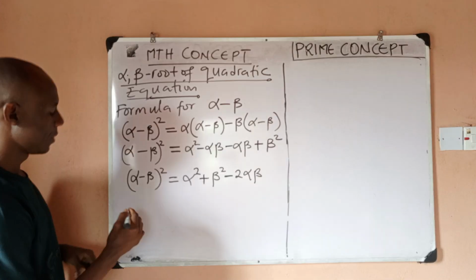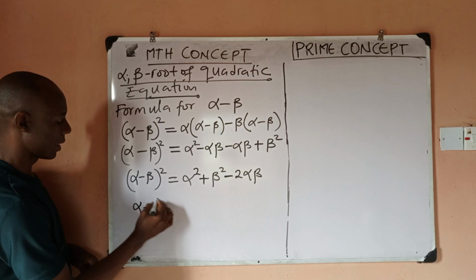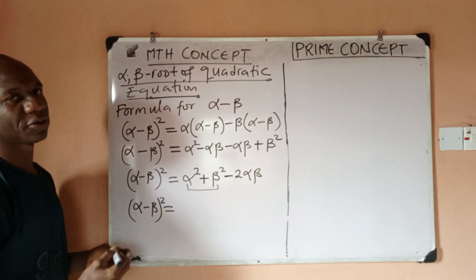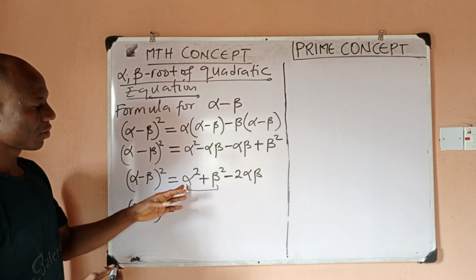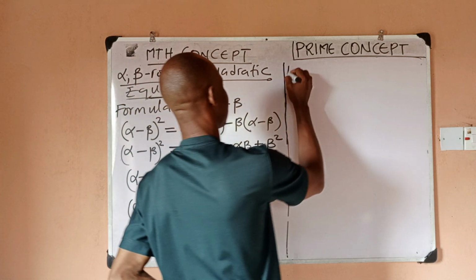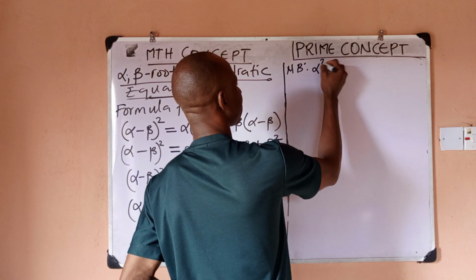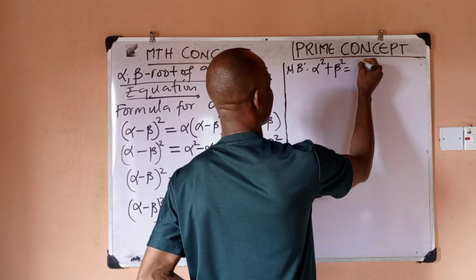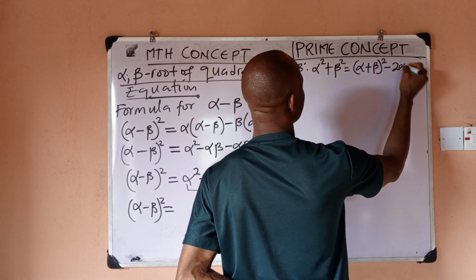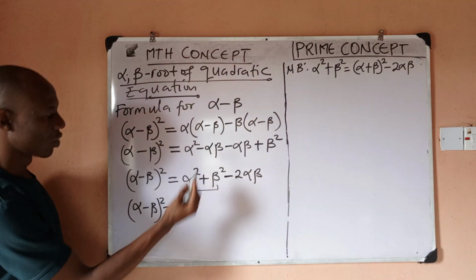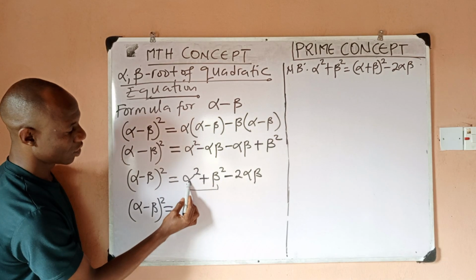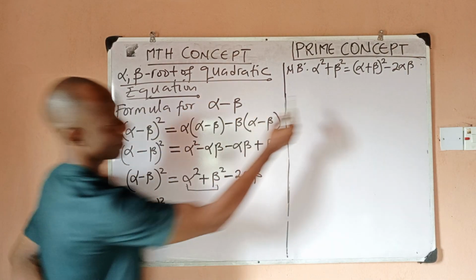So very quickly, I have alpha minus beta all squared equals, now you notice this part has been derived before. So I've been able to derive the formula for alpha squared plus beta squared, which I'm going to write now. Let me just put it as a point to note. Alpha squared plus beta squared is actually equal to alpha plus beta all squared minus 2 alpha beta. That's the formula. So I'm going to replace this. Notice this one is outside, it's separate, so don't mix it up. I'm going to replace this part with what I have here.